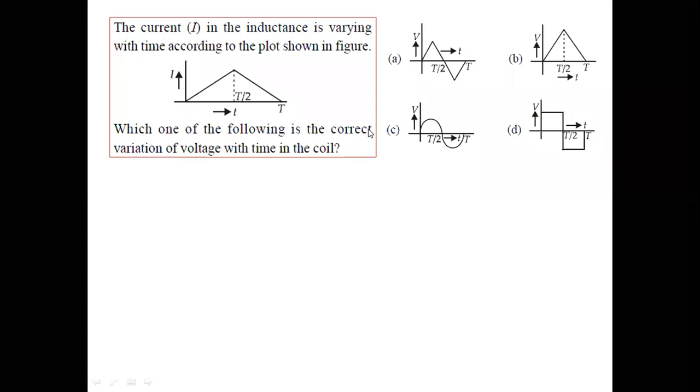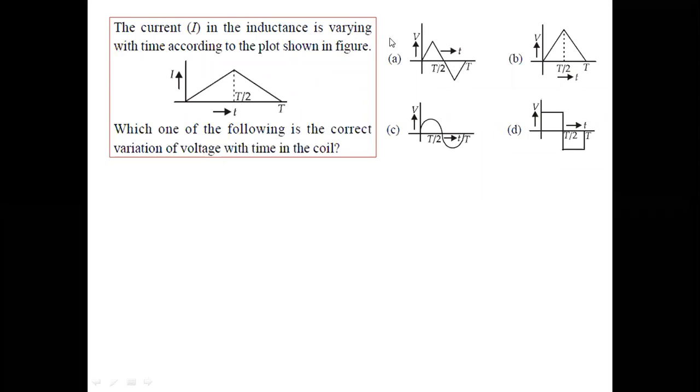Now, which one of the following is correct? I cannot go with this because in 0 to T by 2, I need to plot a graph of EMF equal to minus L di by dt. L is a constant, and di by dt is constant as well. So your voltage and current will not have the same behavior, and this cannot be a sinusoidal function. A, B, C cannot be accepted. Only D is going to work. Mathematically, we'll cross-check.